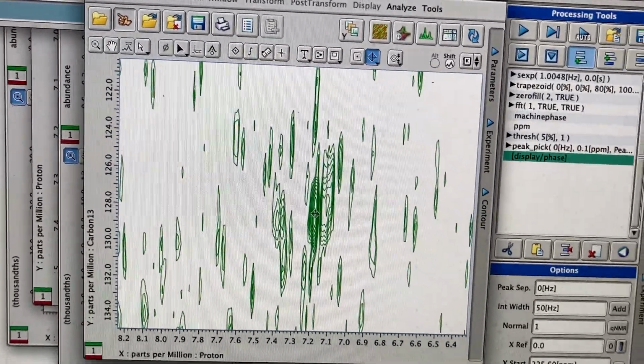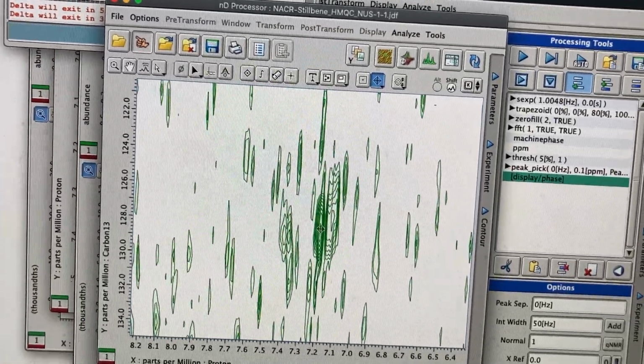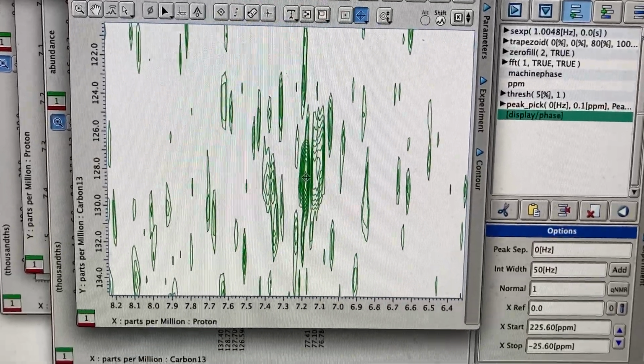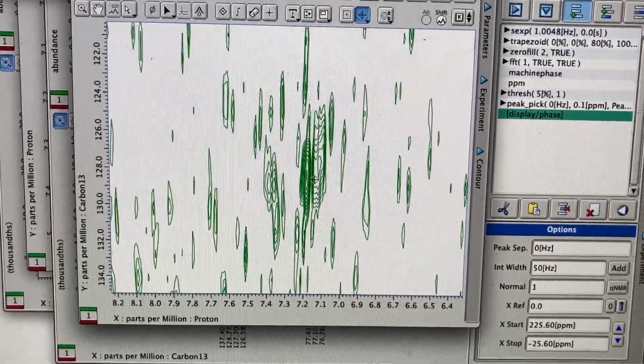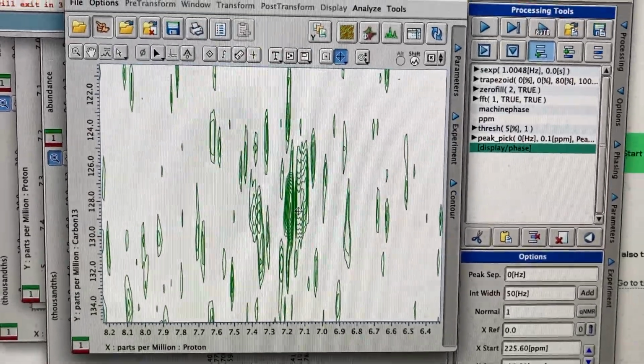But yeah, HMSQC is a bit weird, but it's really just comparing and seeing which proton peaks align with which carbon peaks. And if you see a peak on there that shows that, then you can confirm it.